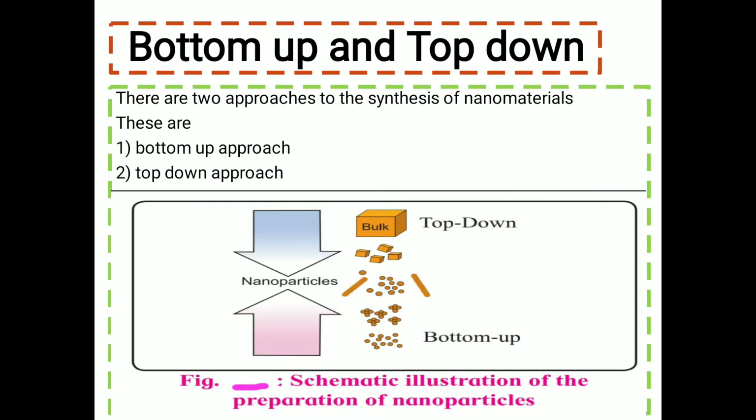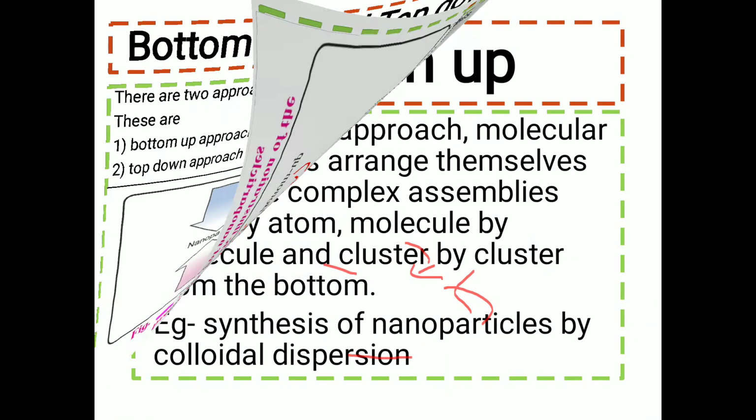In the top down method, the bulk particle, that is a very large size particle, is first broken down into small particles, and then these small particles are converted into nanoparticles. Whereas in the bottom up method, very small size particles are combined with each other to form the large material, and then it is converted into nanoparticles. So now let us discuss in detail.